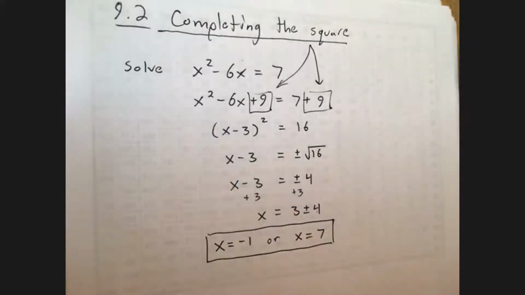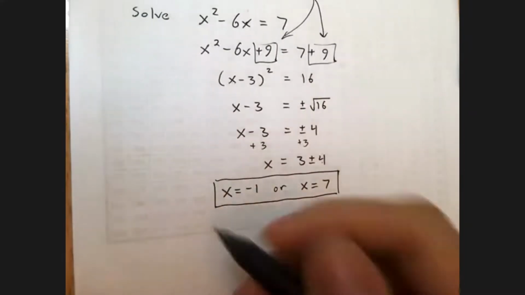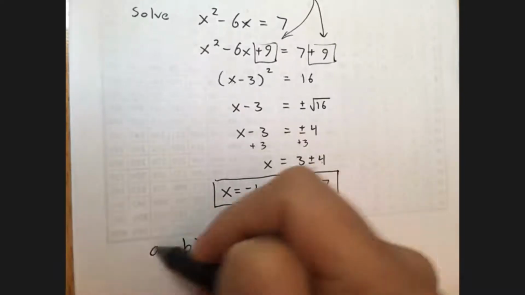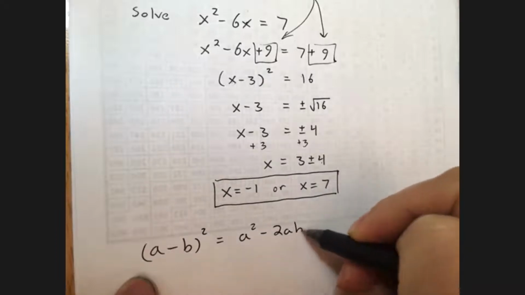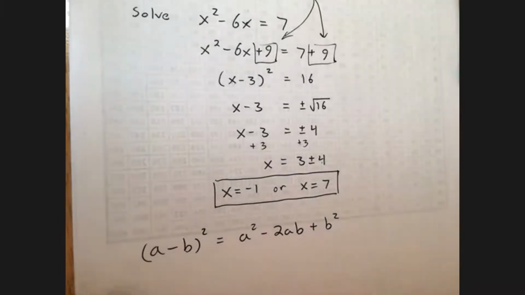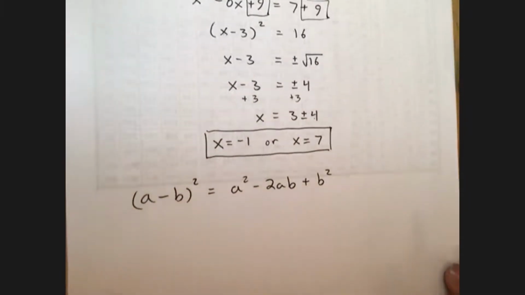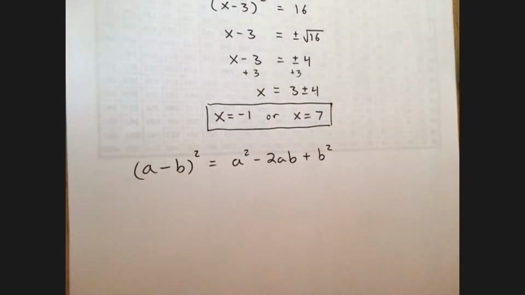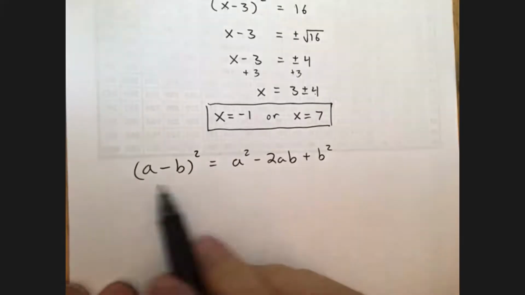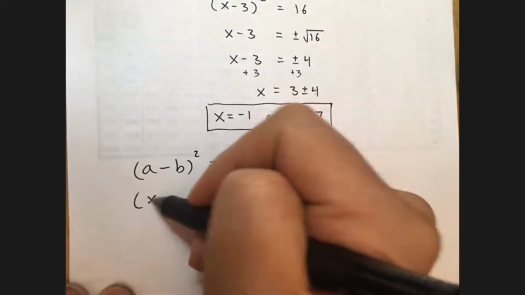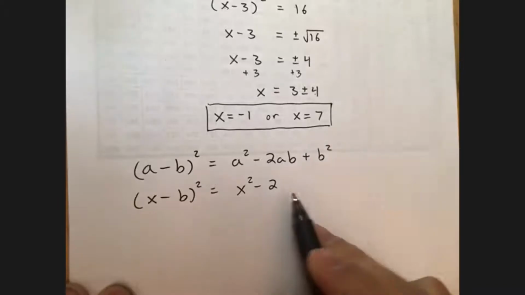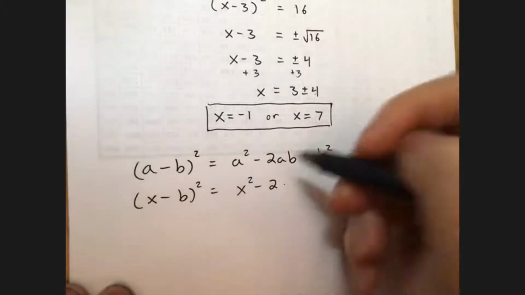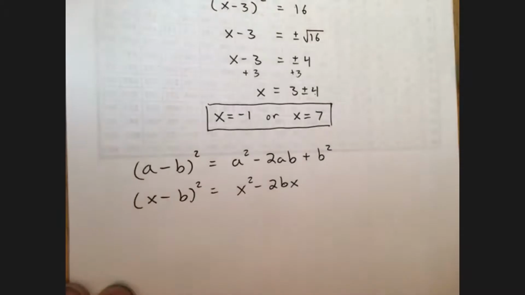What you have to realize here is the formula for a minus b squared. If you remember, that was a squared minus 2ab plus b squared. That's the perfect square formula for a difference. If I put an x in here, x minus b squared, then it becomes x squared minus 2xb, but let's do it the other way around. Let me write 2bx, same thing, plus b squared.